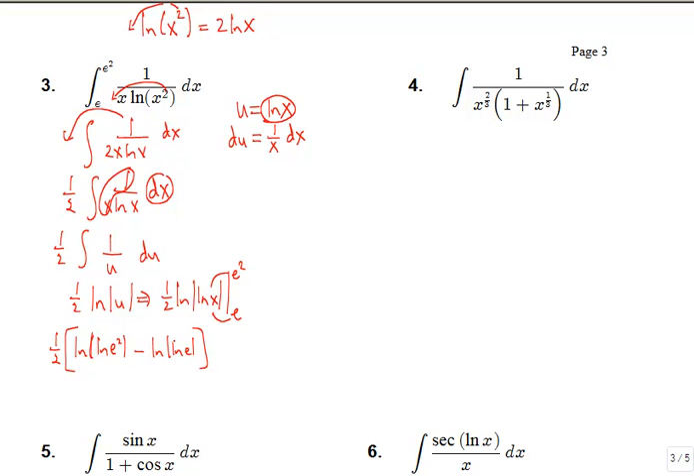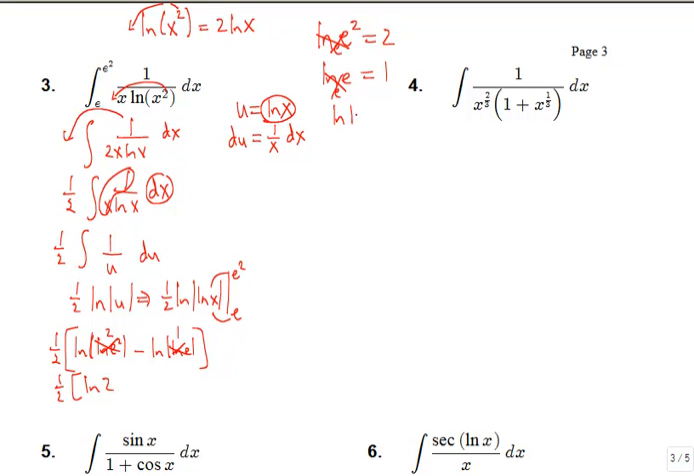Now we need to simplify these. Remember that ln is a base e. So if you have ln base e of e squared, these two match, so they cancel out, and that is just a 2. So this becomes 2. So we have ln of 2. And then ln of e is also base e, so these cancel out, and you're left with just 1. So ln of e is just 1.